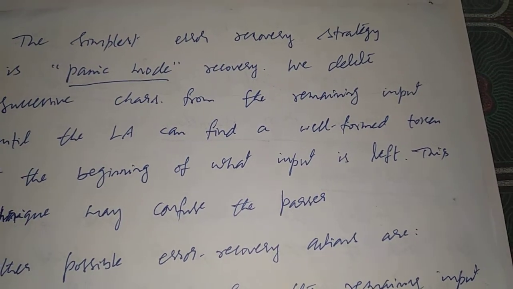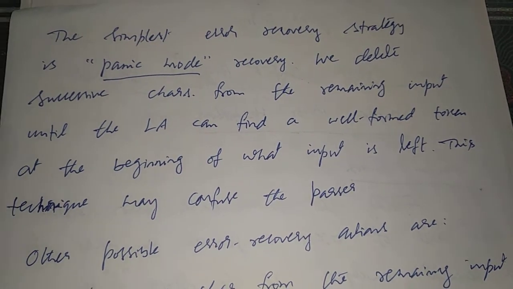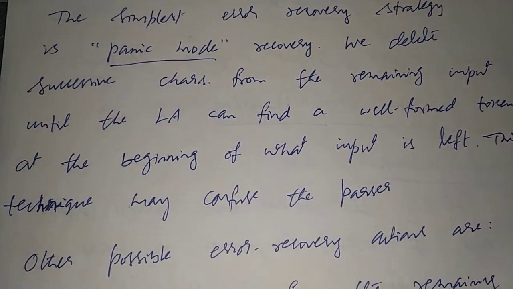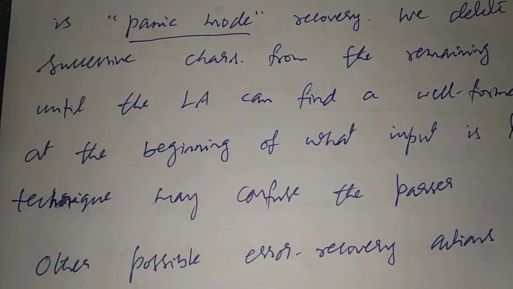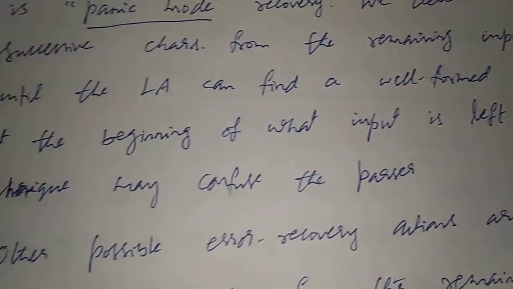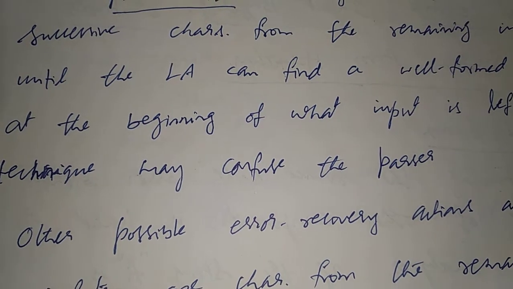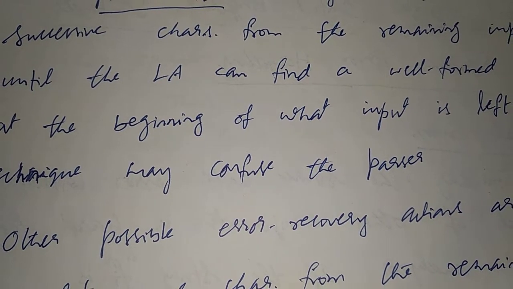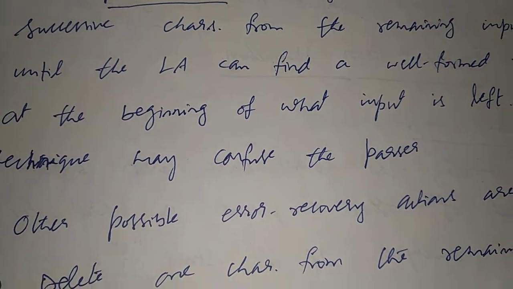The simplest error recovery strategy is panic mode recovery. Here we delete successive characters from the remaining input until the lexical analyzer can find a well-formed token at the beginning of what input is left. This technique may confuse the parser, because when we keep on deleting the characters, the parser cannot identify what is going on and what the error is. So it becomes confused.